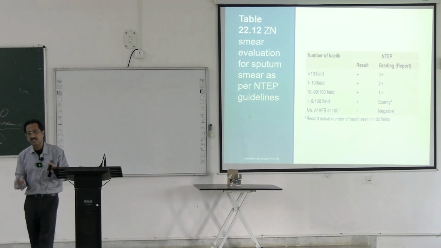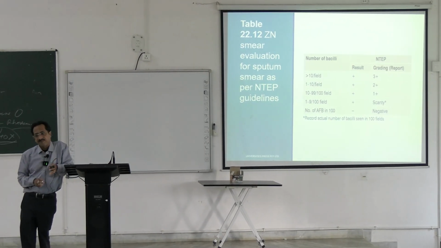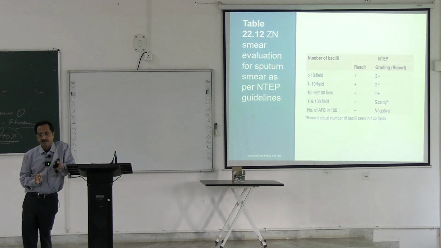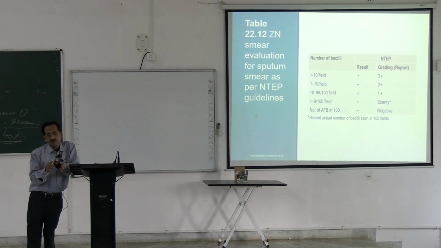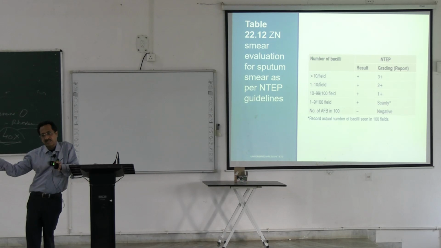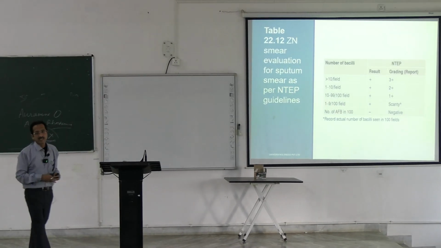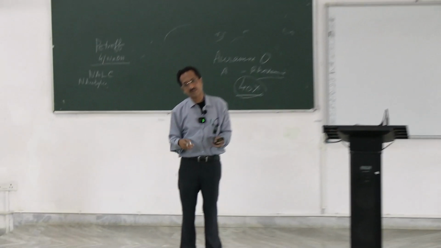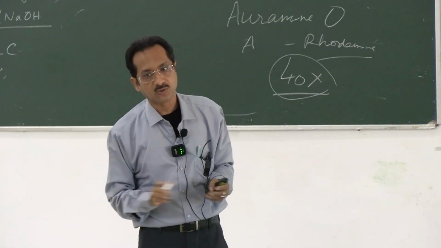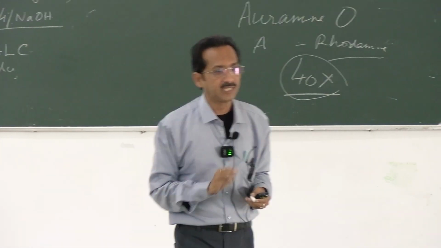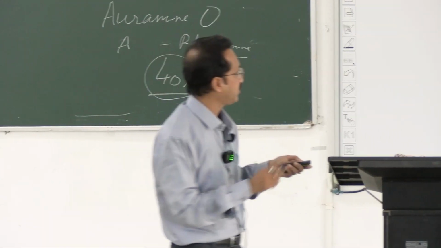What is the utility of this grading? Why should you grade? One, it determines the severity of the disease. If a patient is 3 plus, the disease would be more severe, and the spread to other people will also be greater. Next is the follow-up of treatment. You are treating a tuberculosis patient. If it was 3 plus and after 14 days of treatment it becomes 1 plus, that means the patient is responding to anti-tubercular drugs. So two things: the severity of disease, and the response to the treatment.